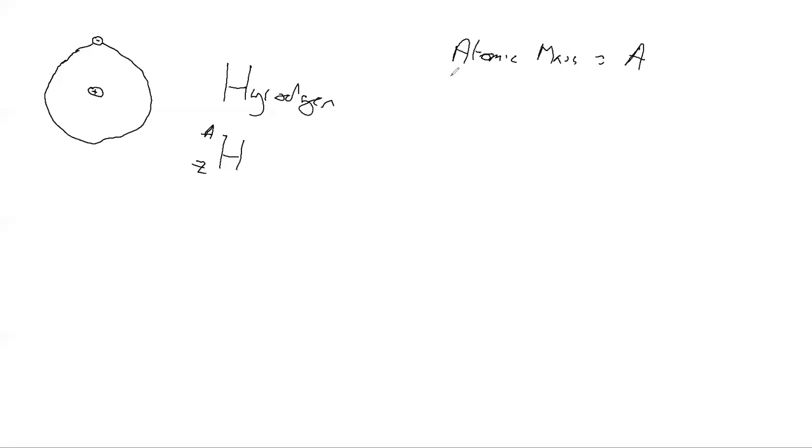And you've got the atomic number, which equals Z. So the atomic number simply denotes the number of protons there are in the nucleus, okay? So in this case, there is one proton in the nucleus of hydrogen. And the atomic mass denotes how many protons and neutrons there are in a nucleus.